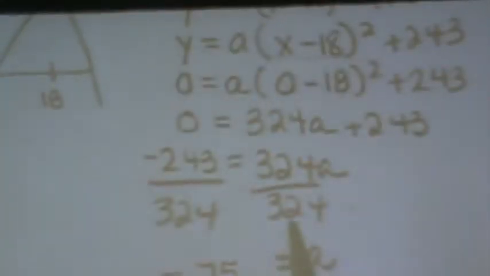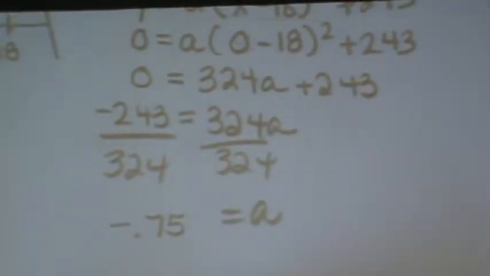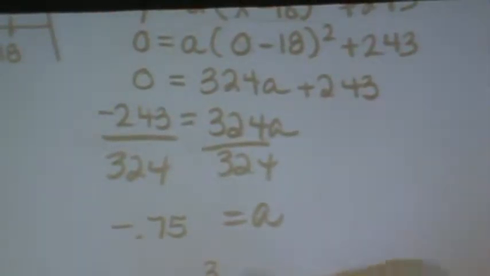And then do you guys know how to convert that to a fraction? Negative 0.75. If you want to convert that to a fraction, you hit math, and then you hit frac, and then it'll convert it to a fraction for you. Just hit enter. So your final answer would be y equals negative 3/4, and then put your x minus 18 squared plus 243.